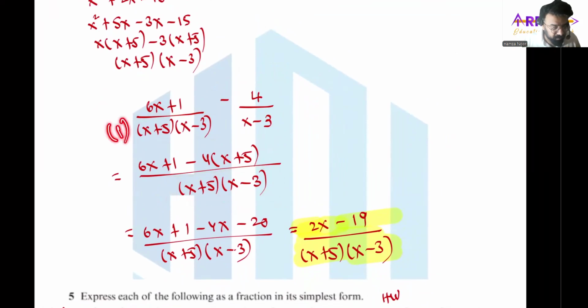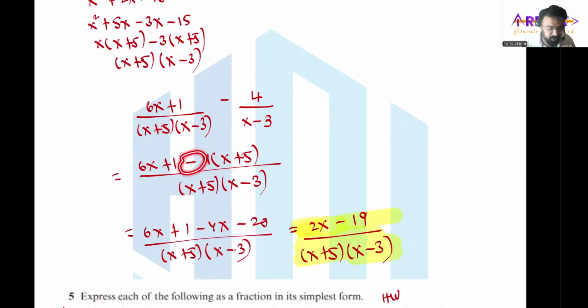Obviously, you need to multiply it with 1. So the numerator will also be multiplied by 1, so 6x + 1 as it is. And then we have the subtraction sign. And you ask yourself by what expression you multiply (x − 3) such that you get (x + 5)(x − 3). Obviously, you need to multiply it with (x + 5). So here the numerator will also be multiplied by (x + 5), and the subtraction sign is already mentioned over here. So 4 multiplied by (x + 5).